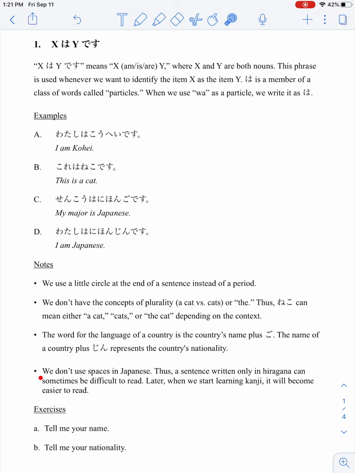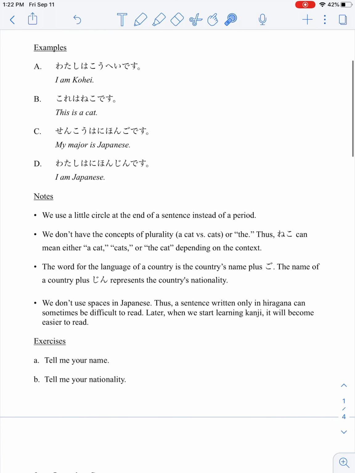Next, we don't use spaces in Japanese, so a sentence written only in hiragana can sometimes be difficult to read. Later, when we start learning kanji, it'll be easier to read. So here, everything is written in hiragana, and it's a little bit difficult to read. But when we introduce kanji, it'll be easier.